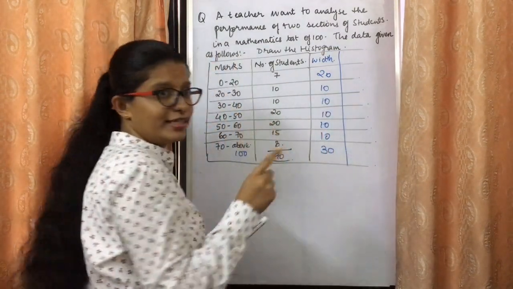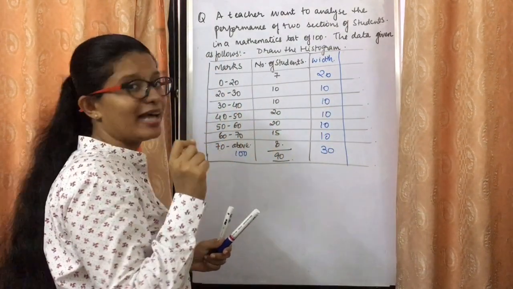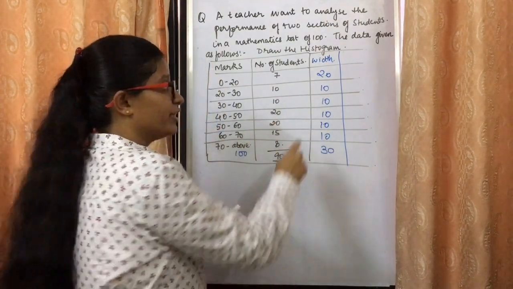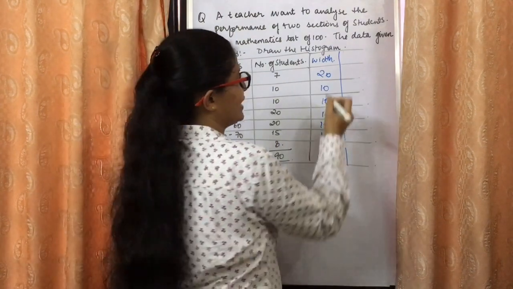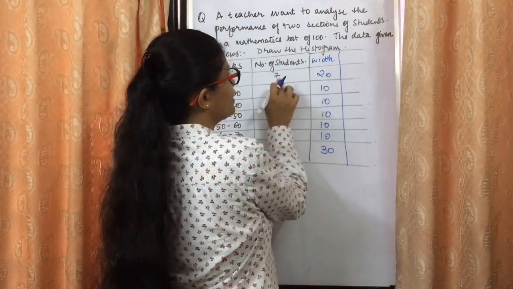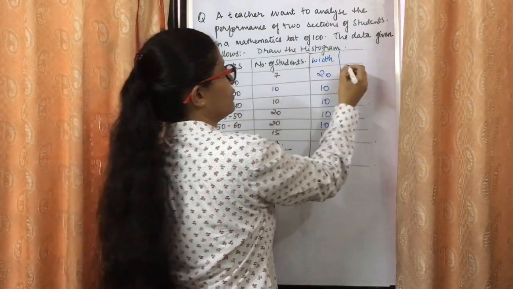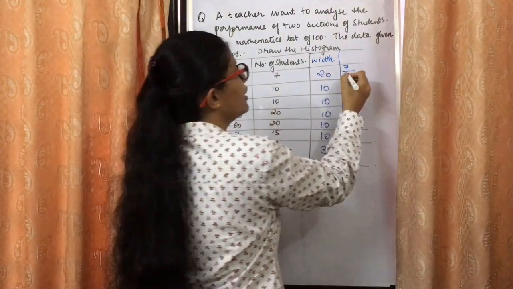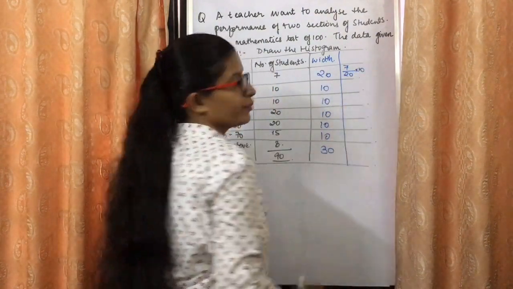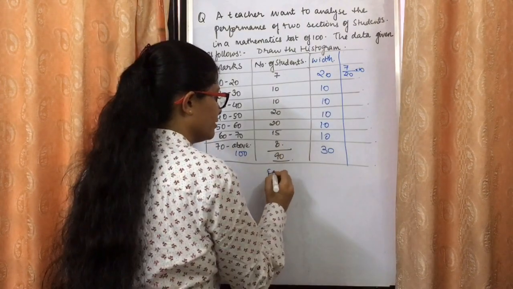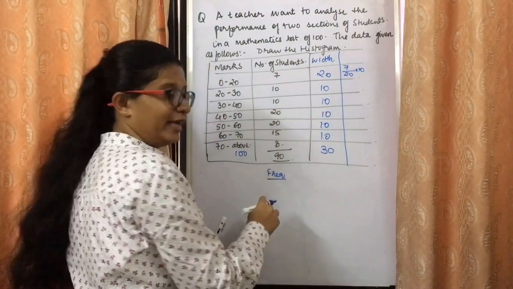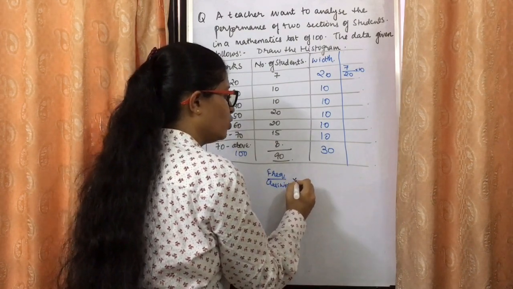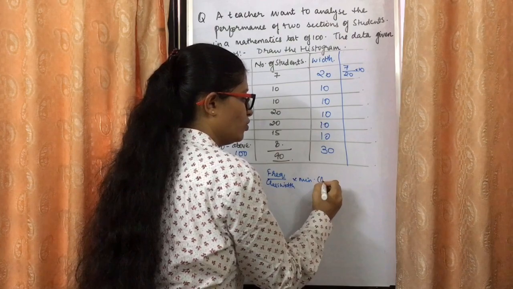So what we will do, first step is we will choose the minimum class size. Minimum class size, if you notice, that is 10. So 10 is the minimum class size. How will we change it? Let's see. What is the frequency for 0 to 20? 7. 7 upon the class width for that same interval, which is 20, into 10. Means frequency upon its own class width into minimum class width.